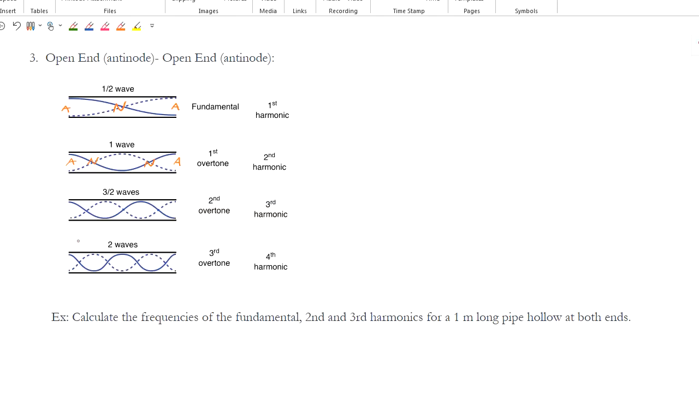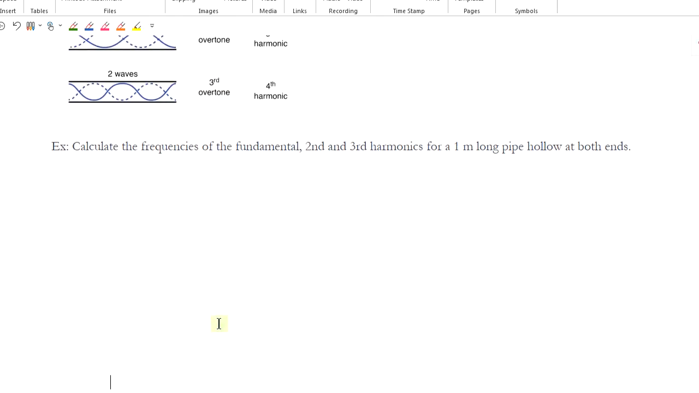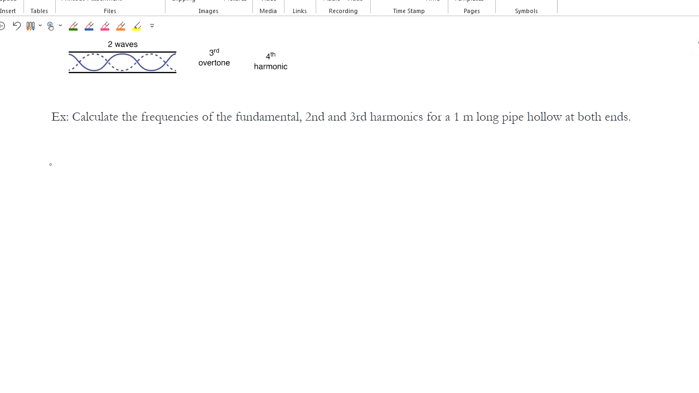Let's just try this example here. It says calculate the frequencies of the fundamental, second and third harmonics for a 1 meter long pipe, hollow at both ends. So we'll model that like this. Here is the fundamental. This is a half wavelength. Since the length of this is 1 meter, we can say that 1 is equal to a half lambda, so lambda is equal to 2 meters. That's at the fundamental.